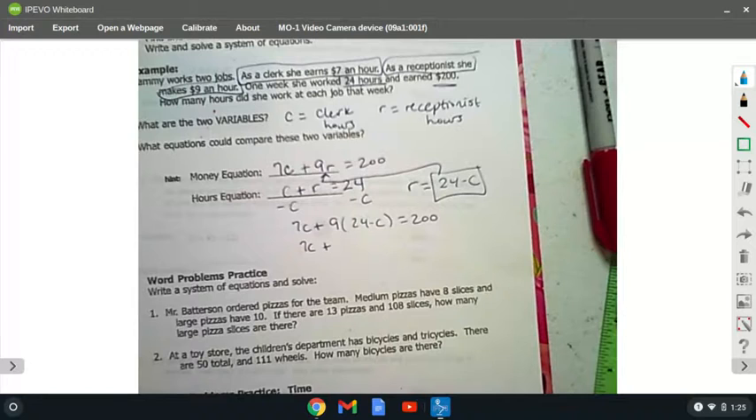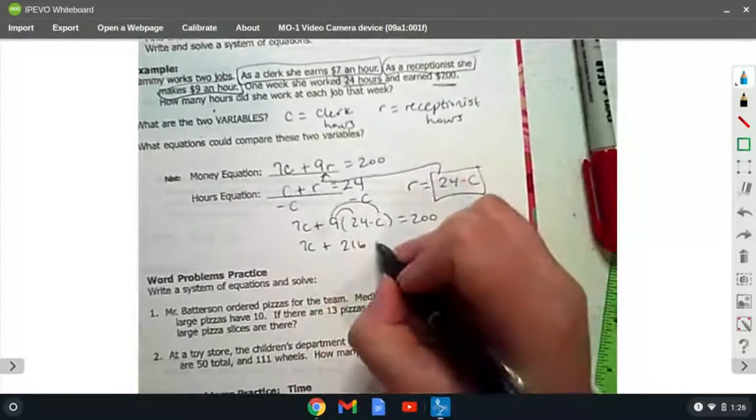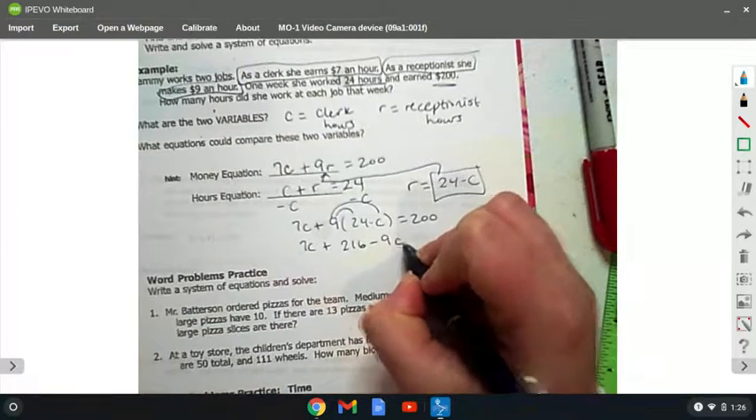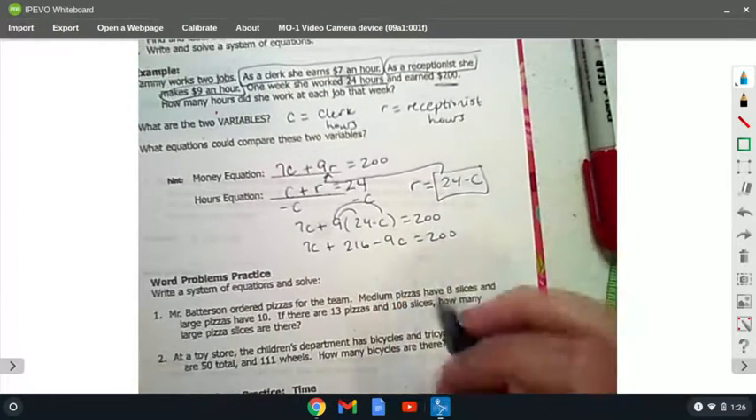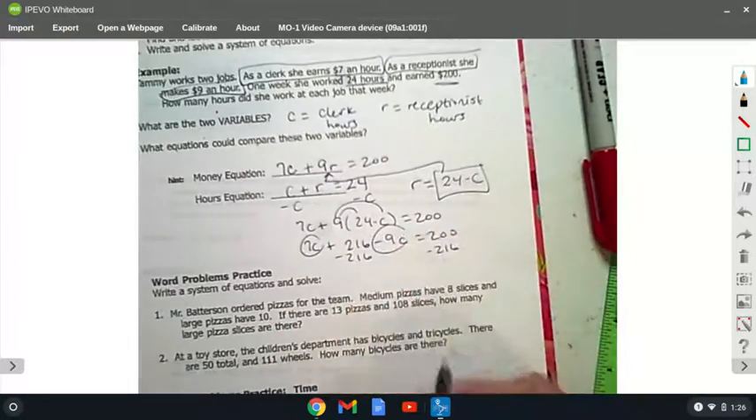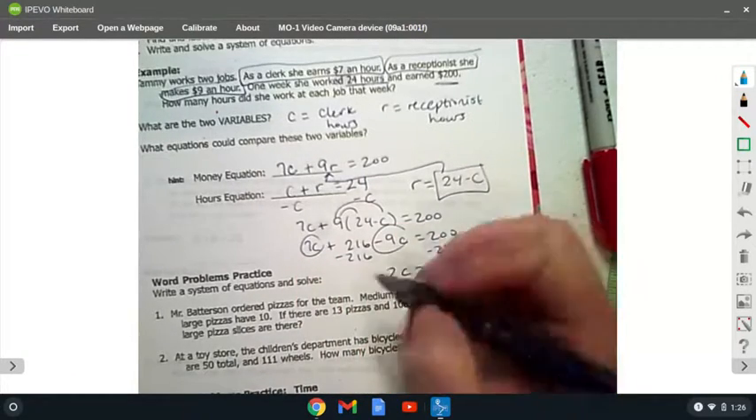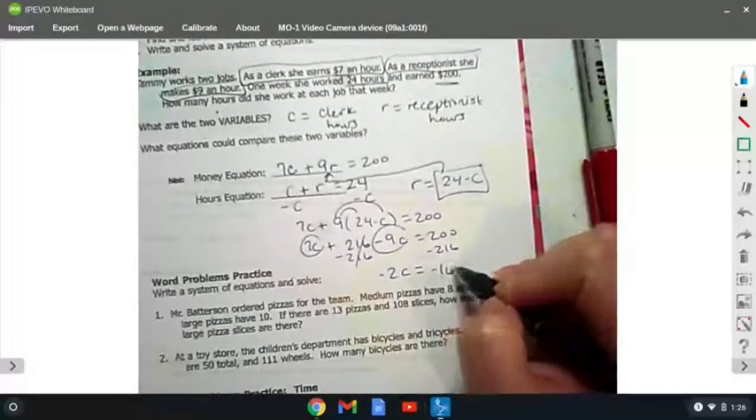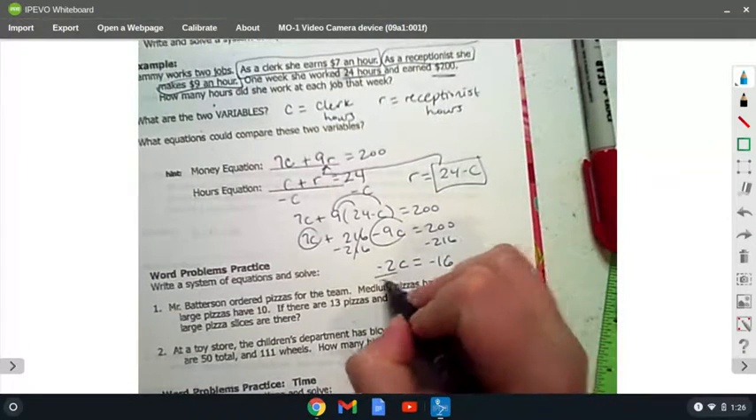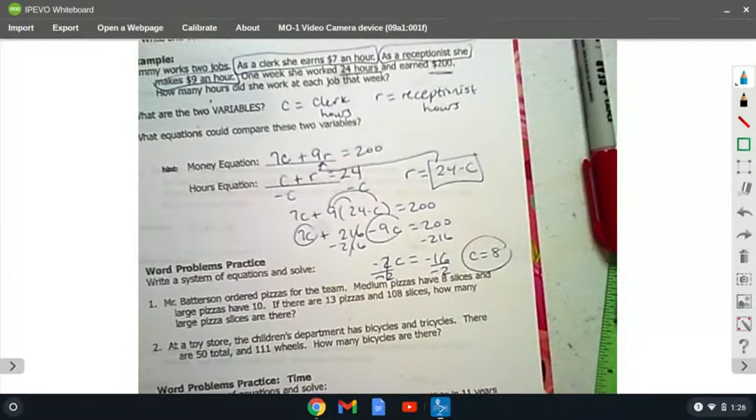Now I've got some big numbers here, so I'm pulling out my calculator. I need 9 times 24 first. That's 216, and then I have 9 times a negative C, so it's going to be negative 9C. Then I'm going to subtract 216 from both sides and combine these like terms. So 7C minus 9C gives me negative 2C, and when I subtract 216, I get negative 16 over here. Lastly, I'll divide by negative 2, and I get that C is positive 8.